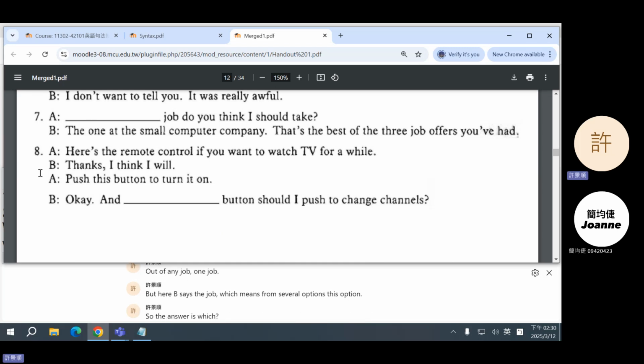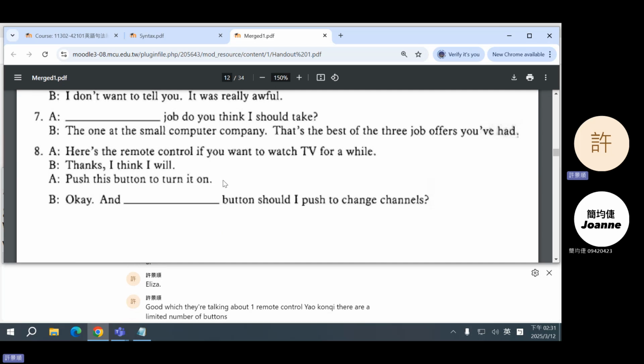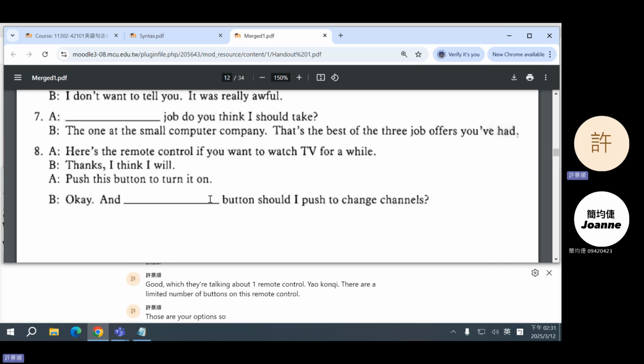Finally, number 8. Eliza. Good. Which? They're talking about one remote control, 遥控器. There are a limited number of buttons on this remote control. Those are your options. So the answer is which. Questions?